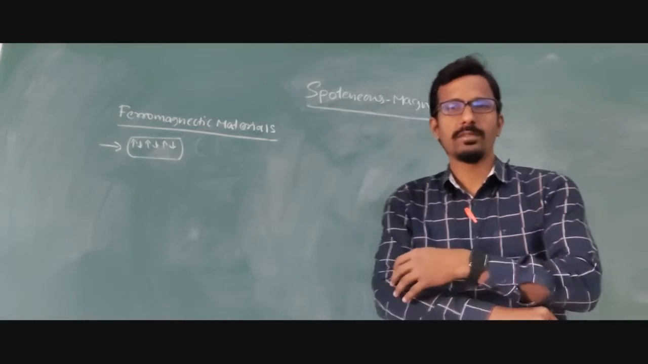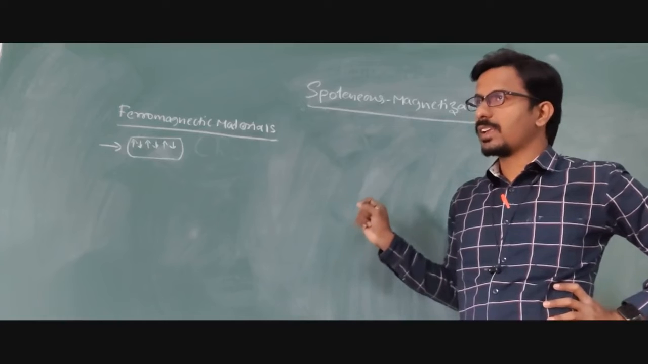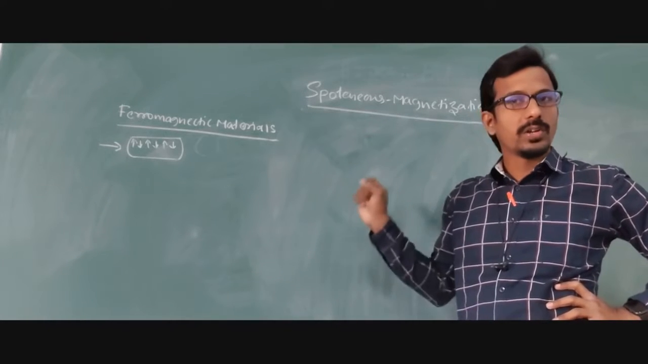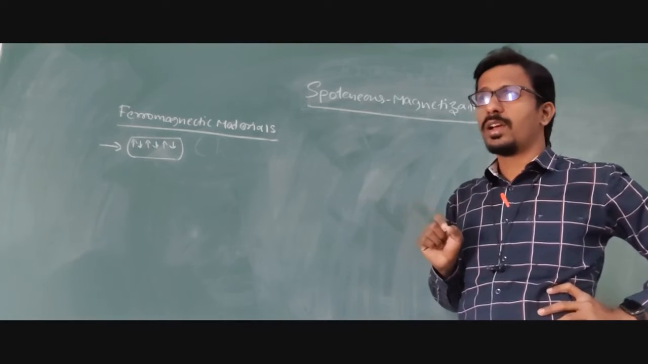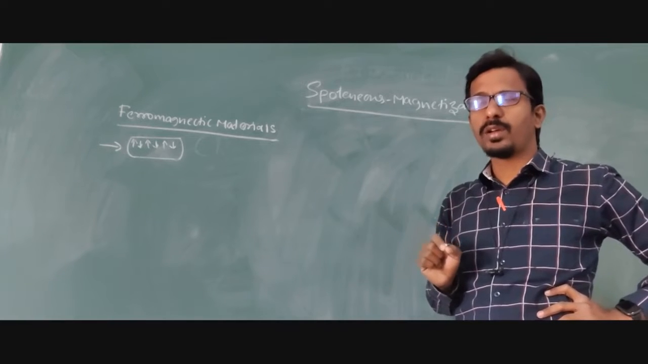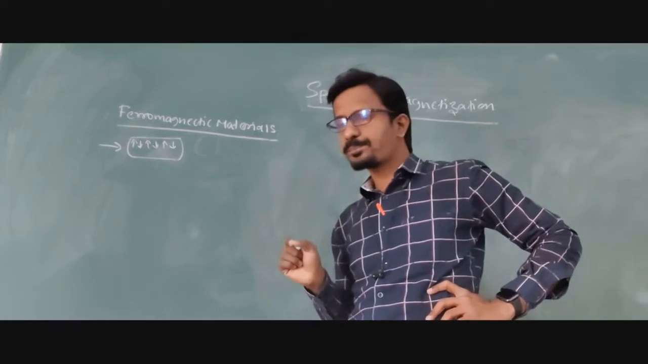Sir, why does the attraction take place here? We should understand the attraction takes place due to the property of a ferromagnetic material. If you understand this, then we can easily understand the spontaneous magnetization definition, concept, graph, Curie temperature, and Curie law, which are also interlinked.